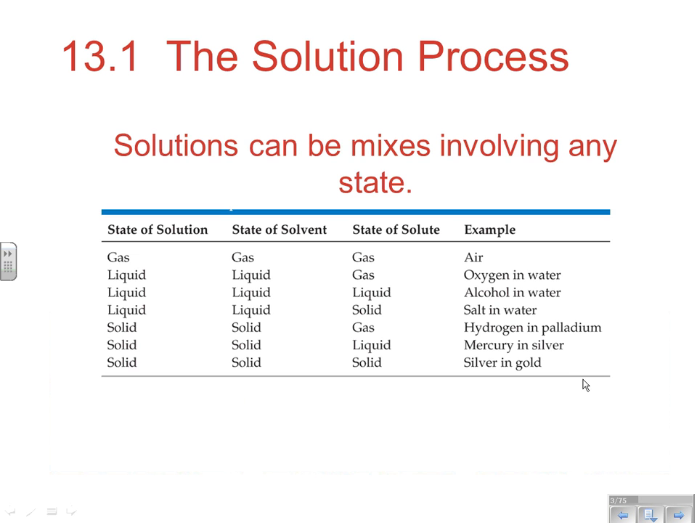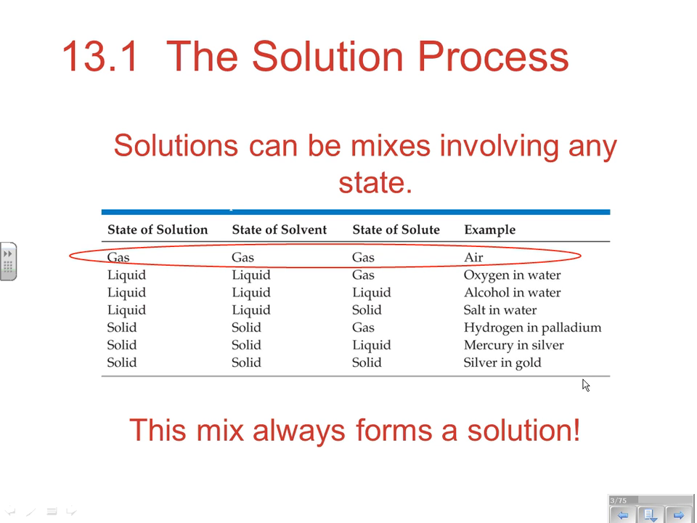Now, solutions can be mixes involving any state. Here you can see a variety of different states of solutes and solvents, and overall what the state of the solution would be. And there are a lot of different examples in everyday life of different types of solutions involving solid and liquid, liquid and gas, and other types of states. So we can have solutions really involving any different state. Typically in this chapter what we're really looking at is aqueous solutions, so solutions of water.